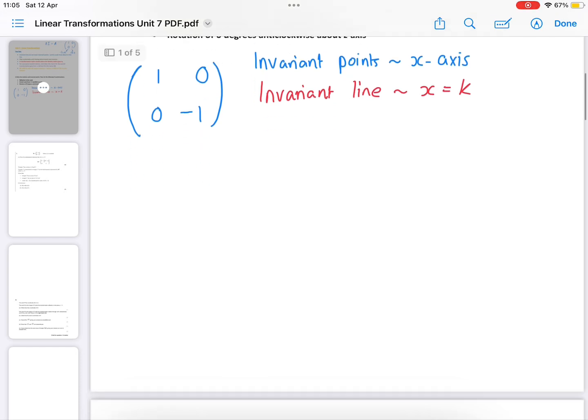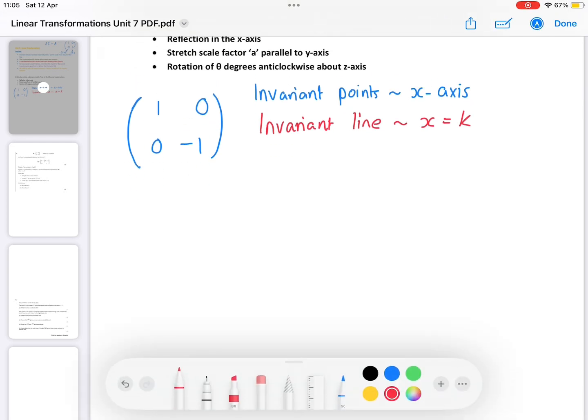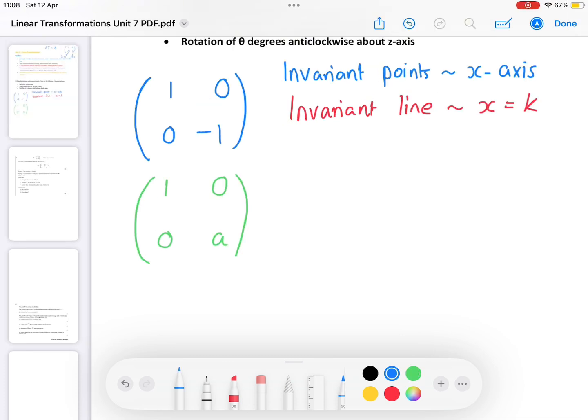The next one, stretch of scale factor A parallel to the y-axis. So for this one, 1, 0 will stay the same because it's on the x-axis, and 0, 1, well, it's been stretched parallel to the y-axis by scale factor A. So instead of 1, here we'll have A. So for this one, the only invariant point will be the origin. Every other point, well, there are invariant lines, but the points on the lines are moving around. So the only invariant point is 0, 0.